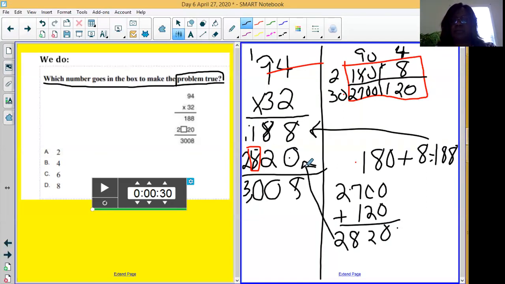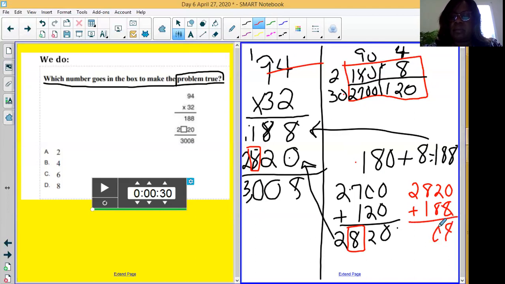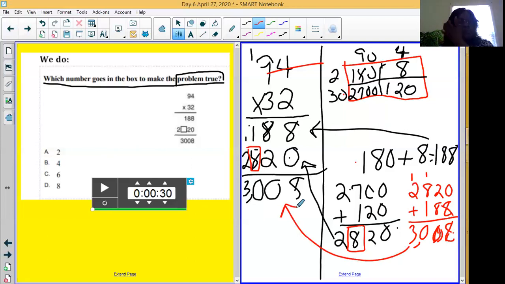That's how I get the next number. It's my 8, so that's what I was trying to solve. So if I take the 188 and take the 2,820 and add it to 188, that completes the problem. So again, this is the same answer. All right, anything else? I know it's a lot. I want to show you one more.